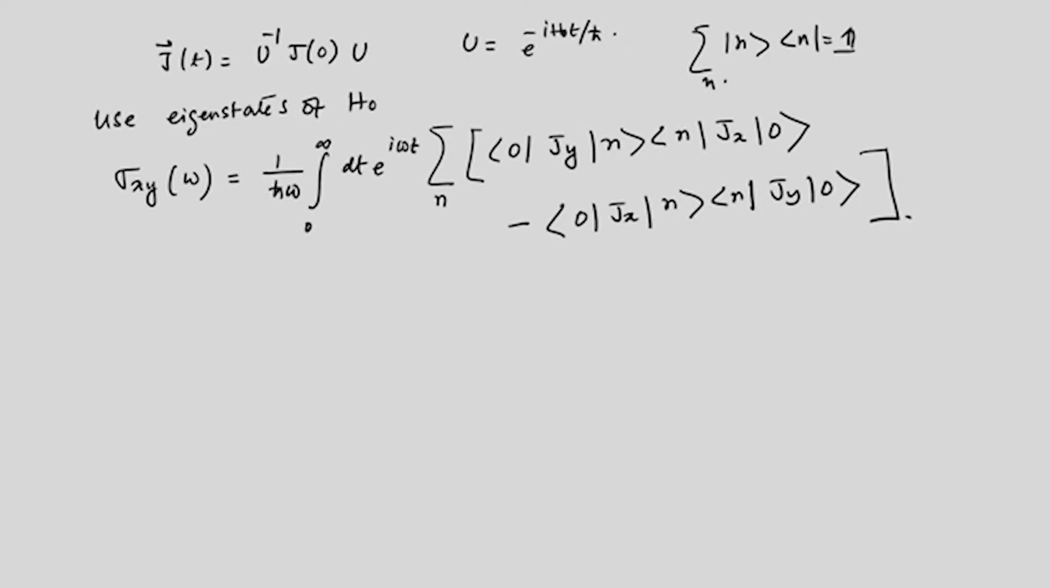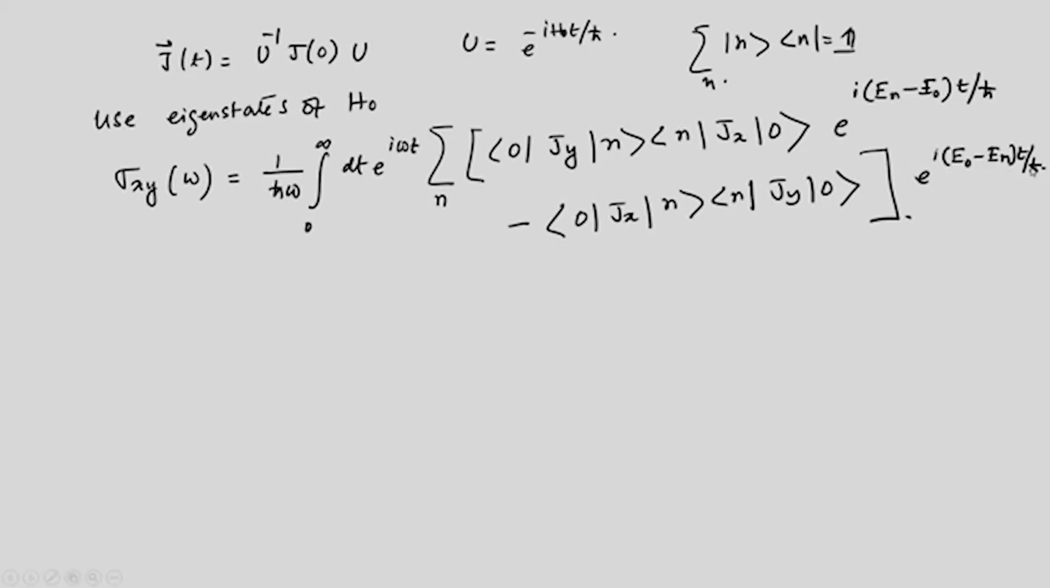Okay. And of course, we have to write down the energy exponents. So this is equal to exponential i omega t, E n minus E0 t over h cross, and this is also exponential E0 minus E n t over h cross.